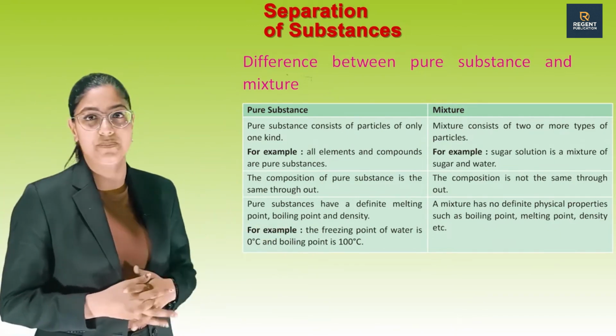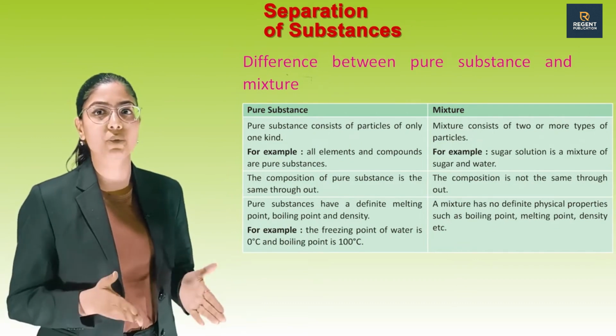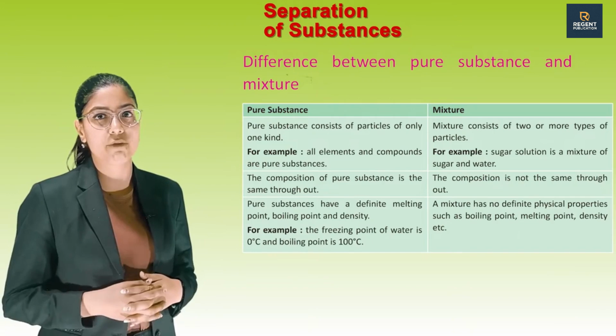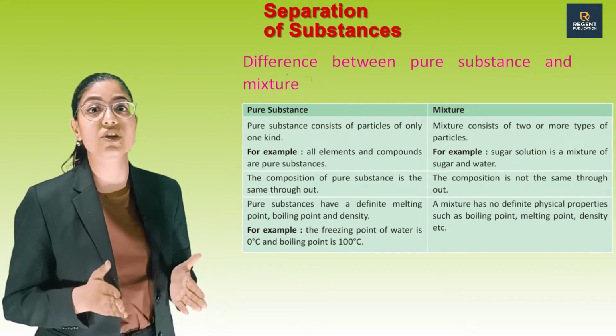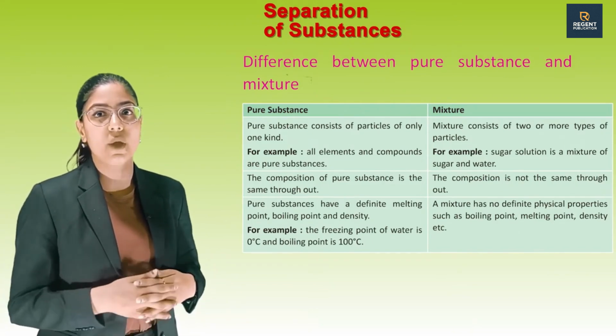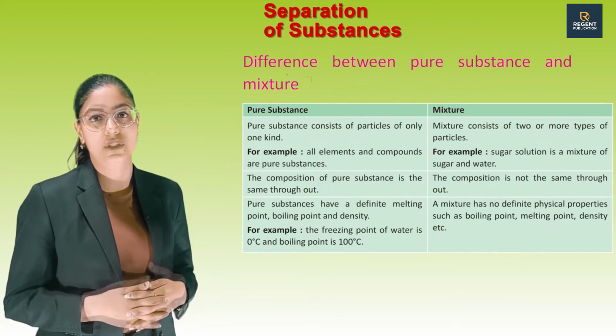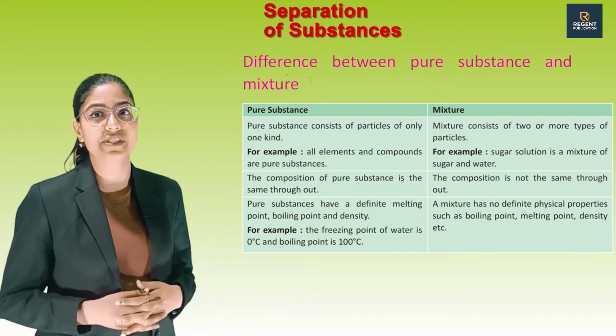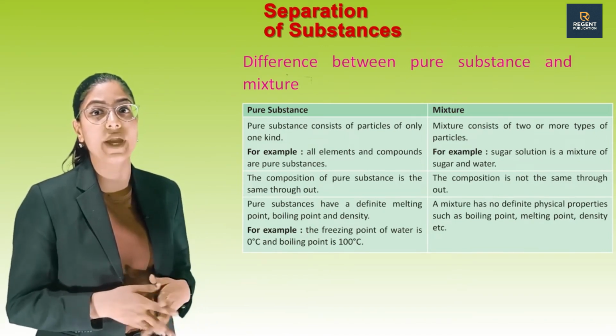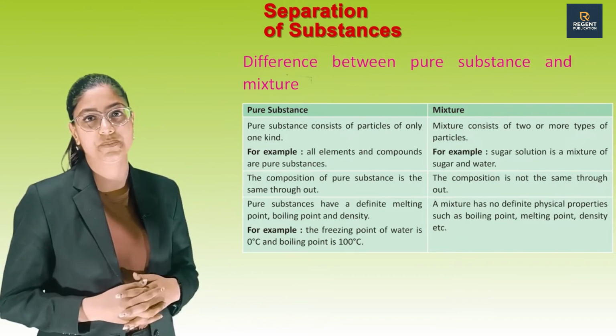Next is mixture. A mixture consists of two or more types of particles. For example, sugar solution is a mixture of sugar and water. The composition is not the same throughout. A mixture has no definite physical properties such as boiling point, melting point, density, etc.